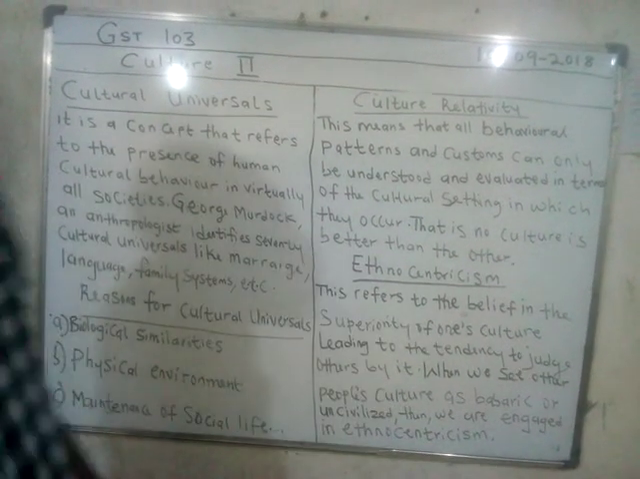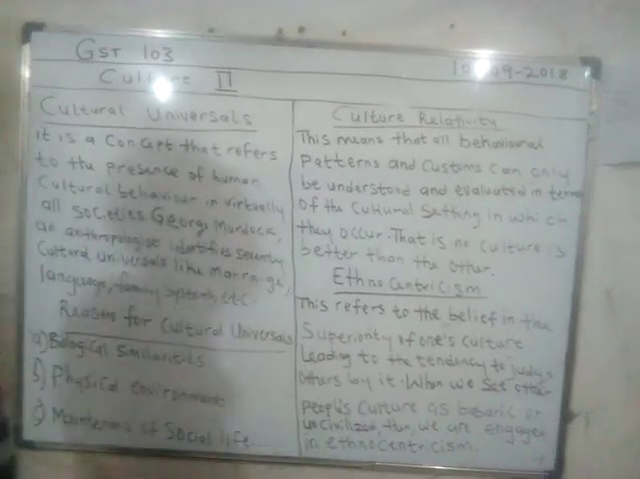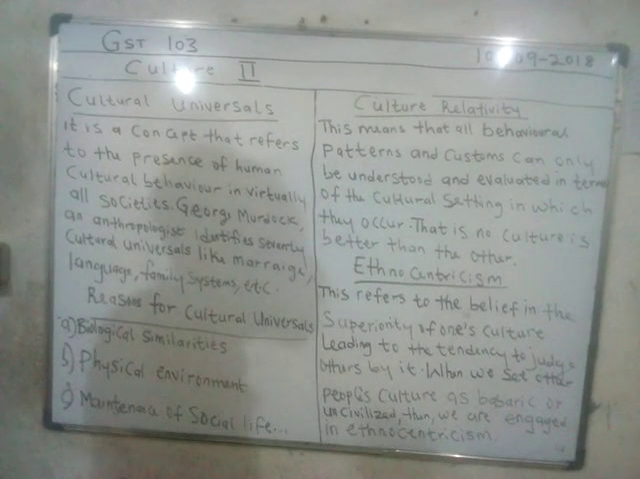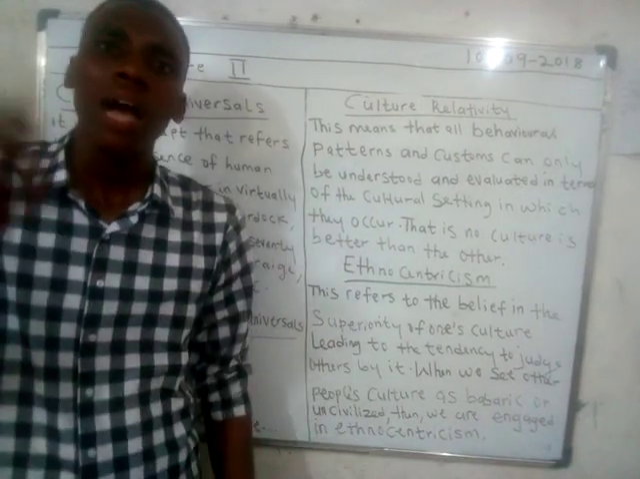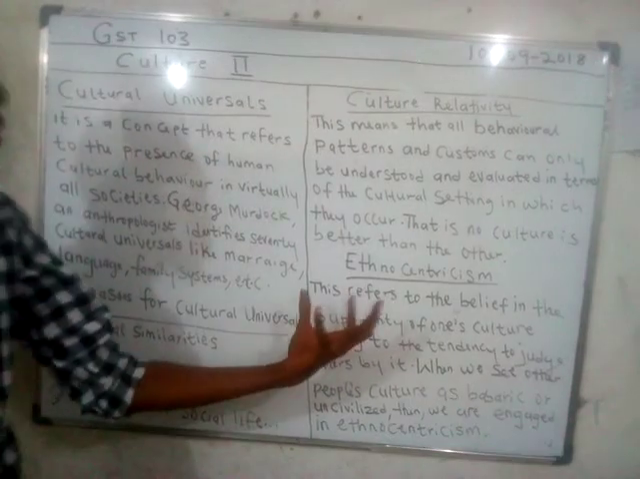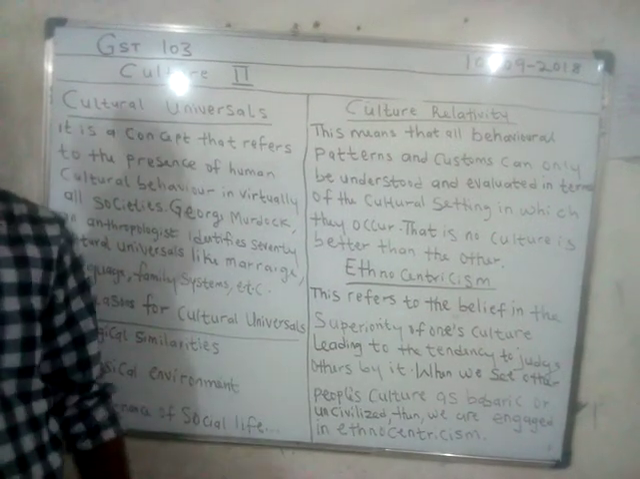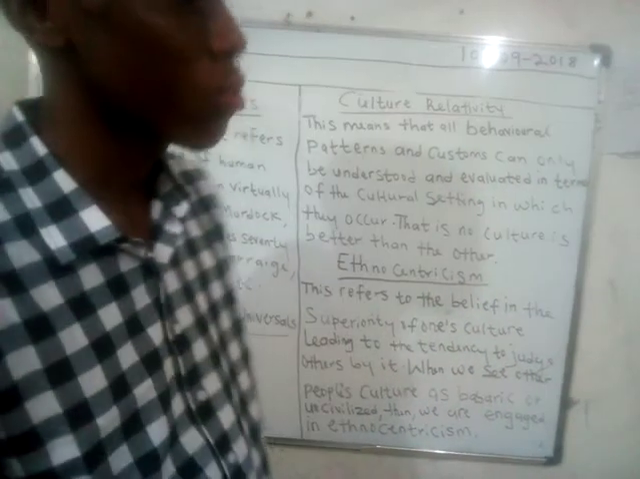Ethnocentrism. This refers to the belief in the superiority of one's culture, leading to the tendency to judge others by it. Now, an ethnocentric person is one that looks and says, no, our culture is better than this. Let's use Nigerian society for example.